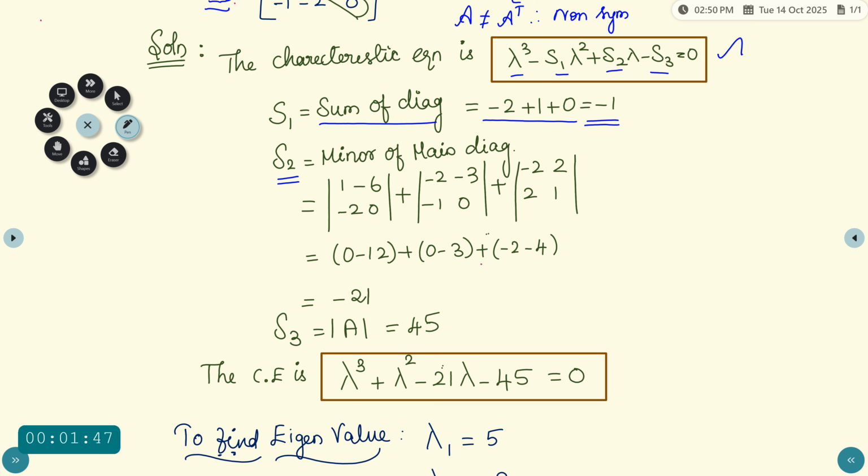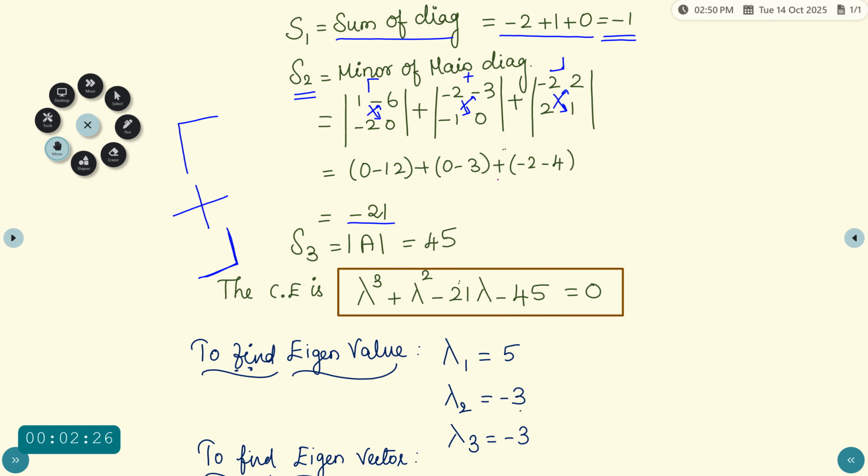Next, S2 is the sum of the minors of the main diagonal. First, you delete the first row and first column and take the remaining one. Next, use the plus symbol. The third one is leaving the last row and last column. That is the minors of the main diagonal, leaving the diagonal row as well as column. So you have to cross multiply: 0 minus 12, 0 minus 3, minus 2 minus 1. You are getting the answer minus 21.